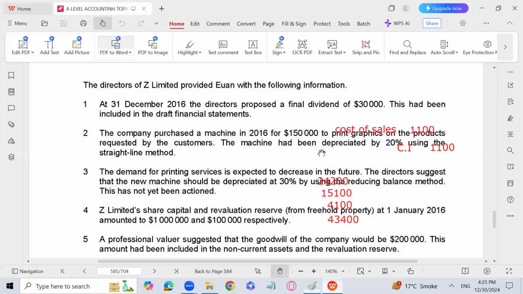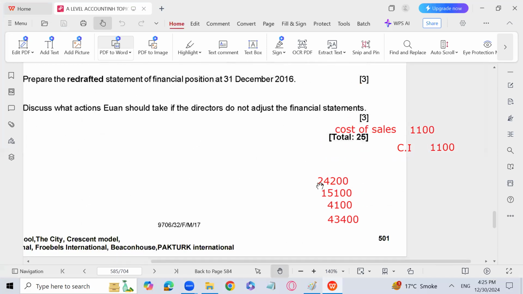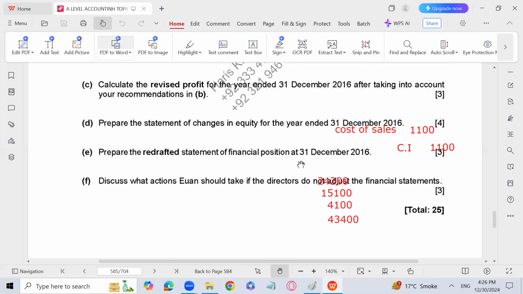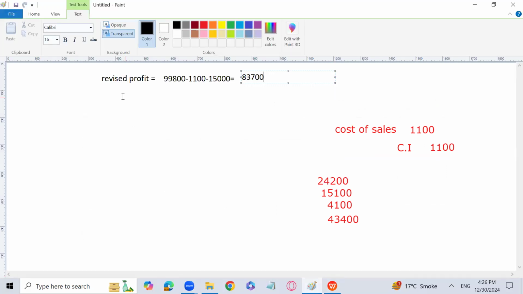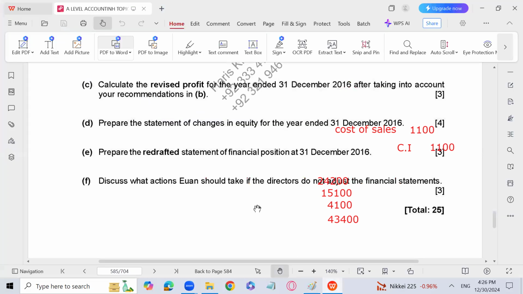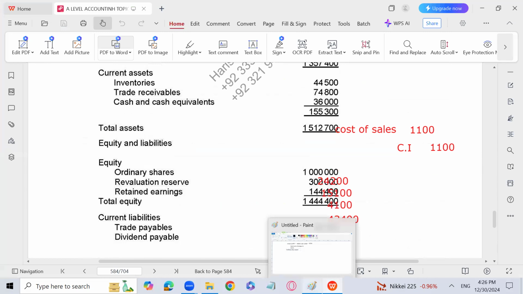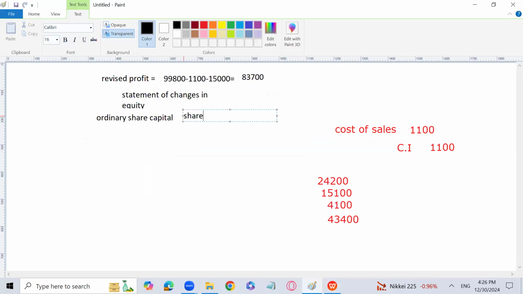Now, the next part is that we are supposed to prepare a statement of changes in equity for the year ended, and we have to redraft the statement of financial position at 31st December 2016. So let's prepare the statement of changes in equity first. Statement of equity. I will start from ordinary share capital. Then we have, let me see the heads actually. Ordinary share capital, revaluation reserve. I think share premium will be there also. So write share premium. Then revaluation reserve.